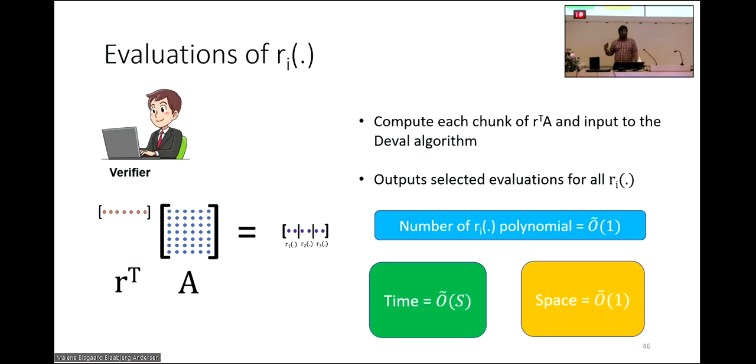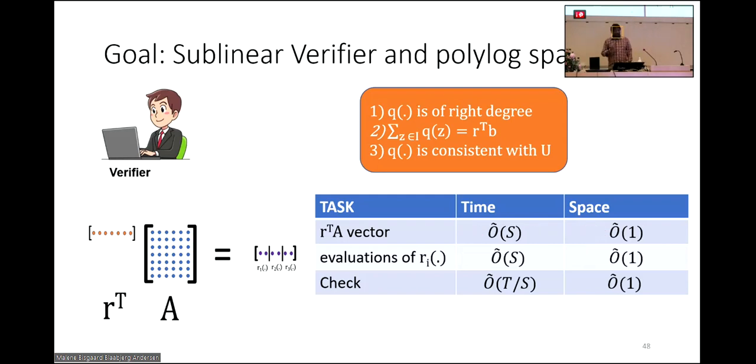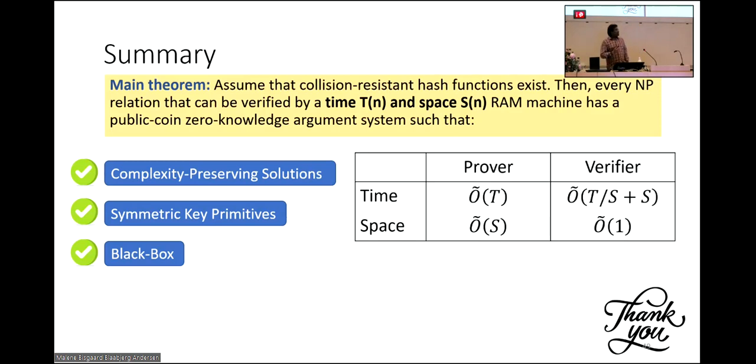So overall, when you generate the evaluations of the Ri polynomials for the test, you're going to have a constant number of polynomials because the size of RTA was order S. And now basically the time will be order S and the space will be constant. And so now you have reduced the time of all the tasks to sublinear, and you have polylog space. Basically here we can say that the verifier's time is sublinear and the space is constant or polylog T.